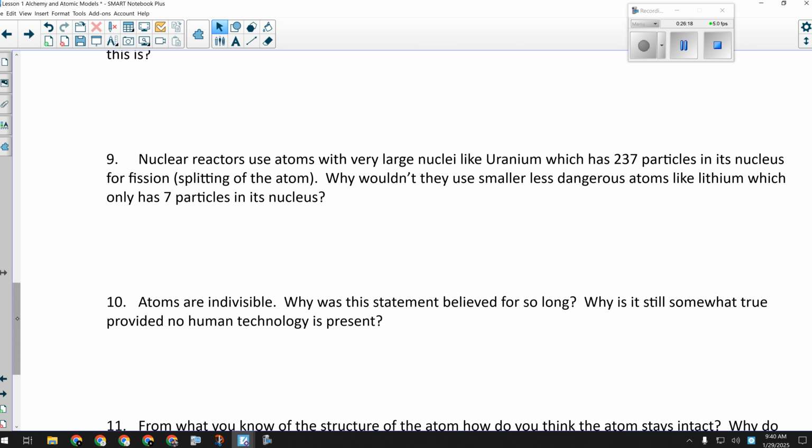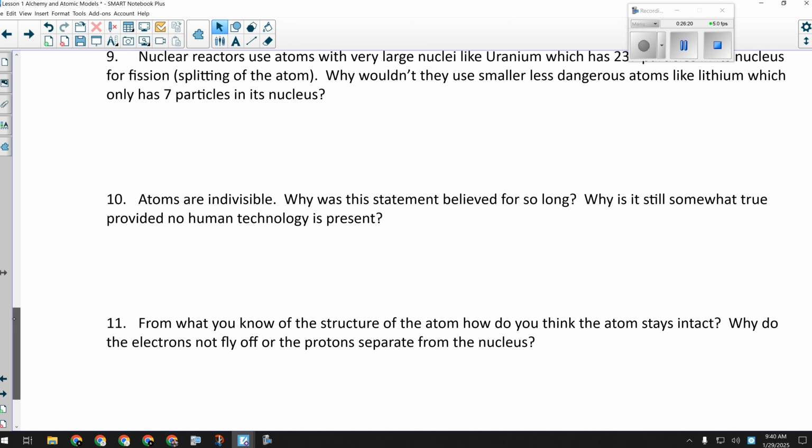And atoms are indivisible. Why was this statement believed for so long? Why is it still somewhat true provided no human technology is present? Well, it was believed for so long because nobody could do it. Everybody says that's impossible until somebody proves otherwise. So we split the atom. Now we know atoms are divisible by a physical means.